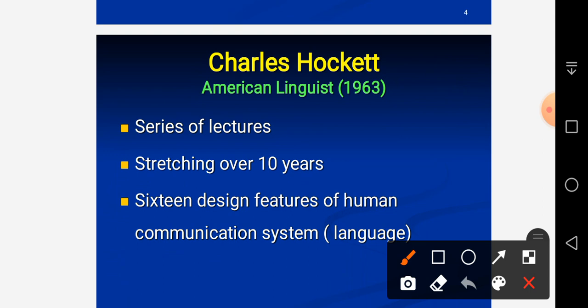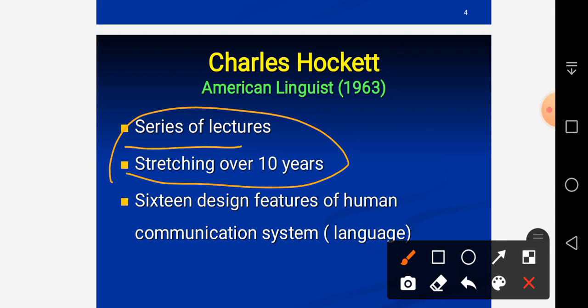Okay, Charles Hockett, an American linguist, gave a series of lectures stretching over 10 years, in which he talked in depth about the defining features of language. He said that only one definition wasn't sufficient and adequate to define language. So he gave about 16 design features of human language, and he compared human communication system, that is language, with animal communication system. He mentioned seven peculiar features which are only found in the human communication system, and the remaining features are common between animal and human communication systems. So let's move on to the defining features of language.